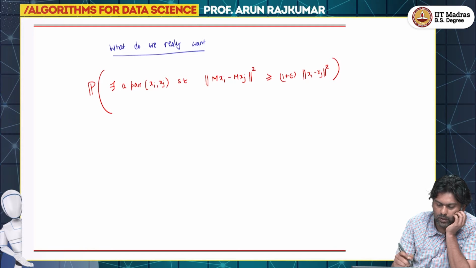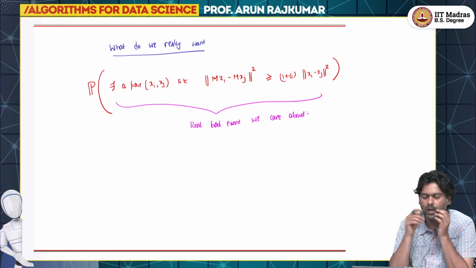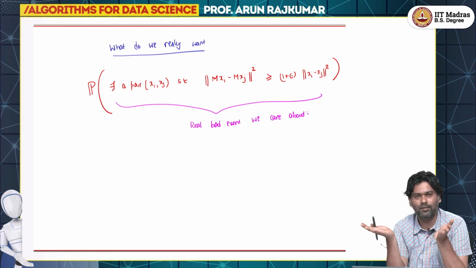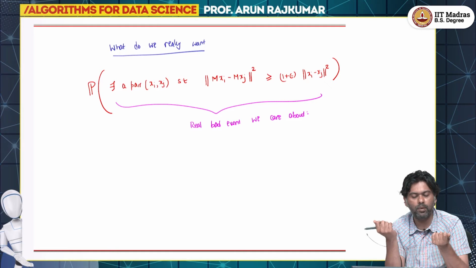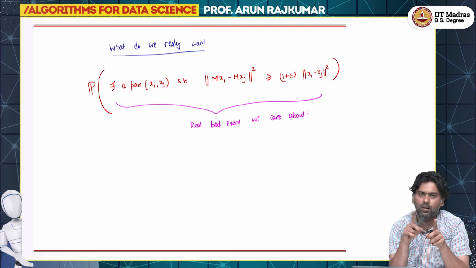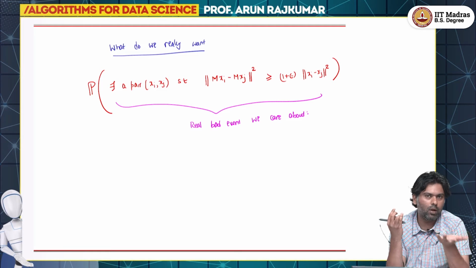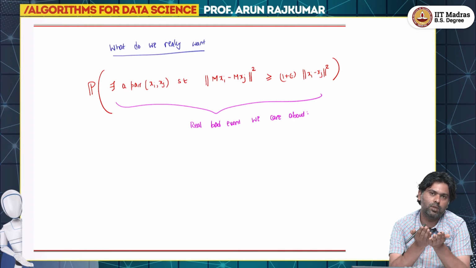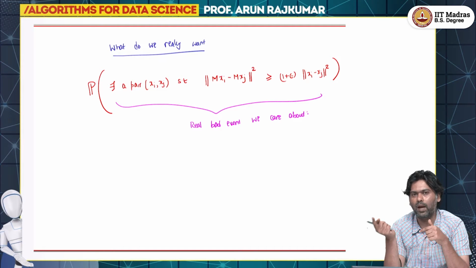This is the actual bad event we care about. Why do I say that? If this event does not occur, what's the complement of this event? If this is a bad event, the complement should be good. This is saying even if one pair deviates in length by a large amount, then that's bad for me, which means the complement is that for all the pairs the distances are preserved up to 1 plus epsilon, which is the good event.